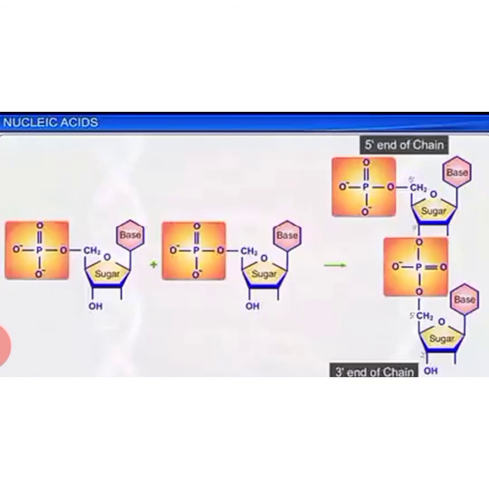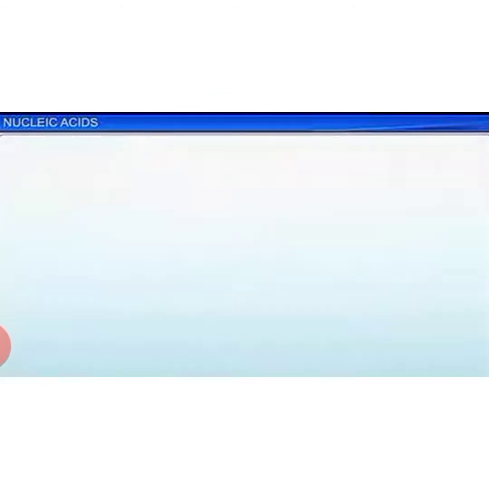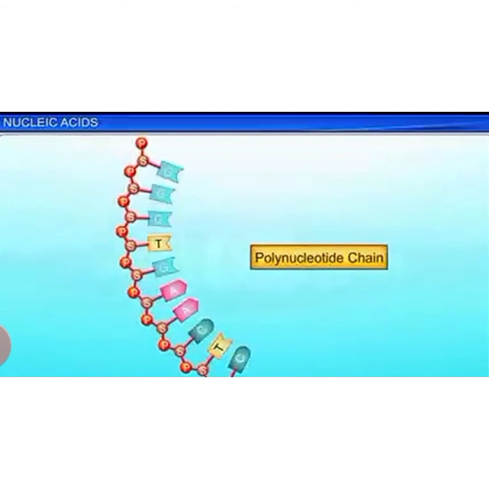Nucleotides are linked together by phosphodiester linkages. These nucleotides, which are linked by phosphate ester bonds, connect the 5' phosphate group to the hydroxyl group of the sugar at the 3' position, as shown in the diagram. The backbone of a polynucleotide chain is a repeating sequence of sugar phosphate.